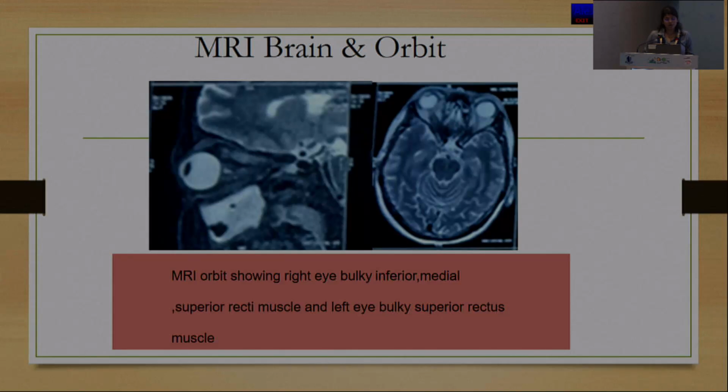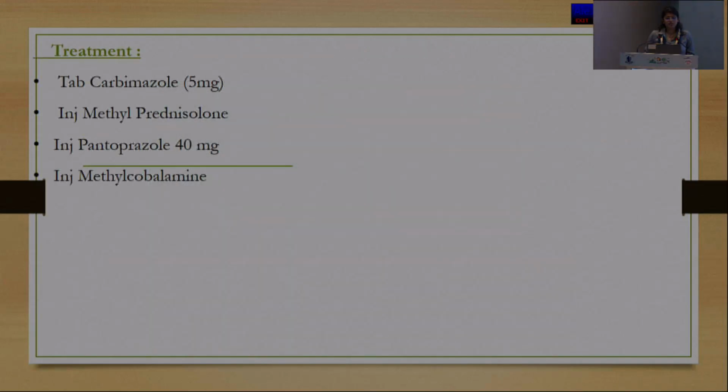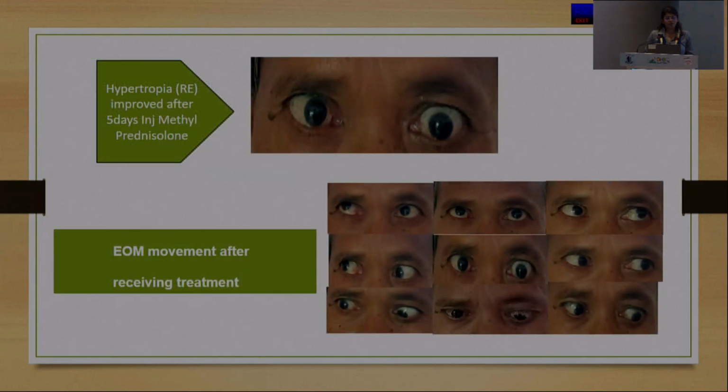MRI brain and MRI orbit showing right eye bulky inferior, medial and superior rectus muscle and left eye bulky superior rectus muscle. So patient was treated with tablet carbimazole 5 mg, injection methylprednisolone 500 mg for 5 days, injection pantoprazole and injection methylcobalamin. So hypertropia of right eye was improved after 5 days of injection methylprednisolone, and also extraocular muscle movement was improved after receiving the treatment.